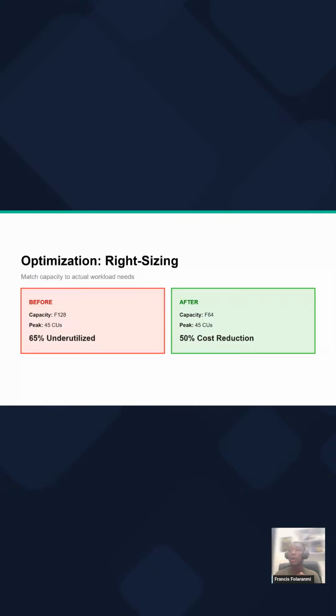Now we have optimization as well when you are doing right-sizing. So think about when you are running an F128 capacity and that capacity is peaking at 45 capacity units. That means you are underutilizing that capacity at about 65%. So you can just scale down from your F128 to F64, and that will still peak at 45, and that will result in about 50% cost reduction by just doing the right-sizing of your capacity.